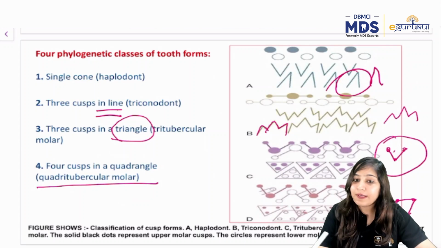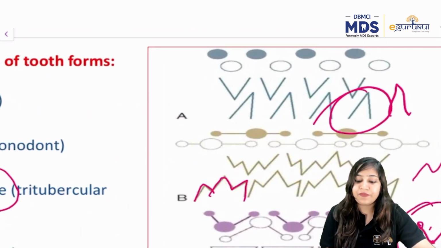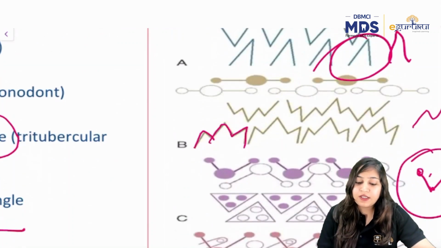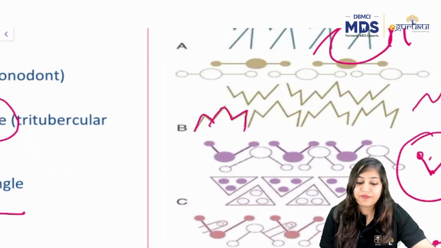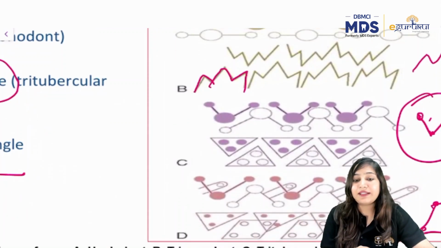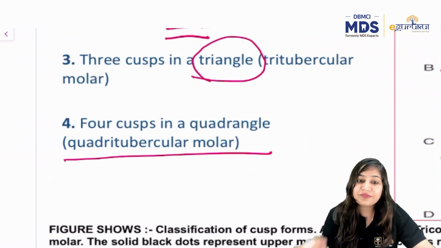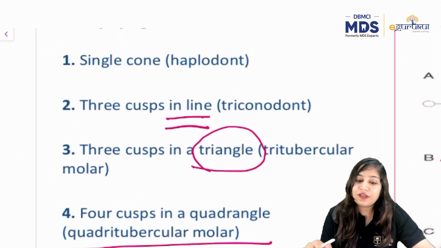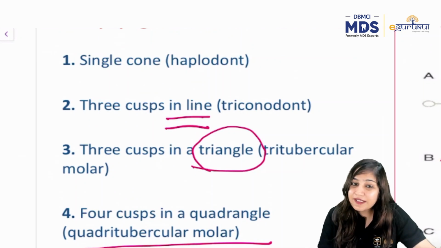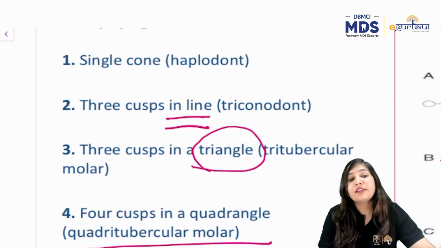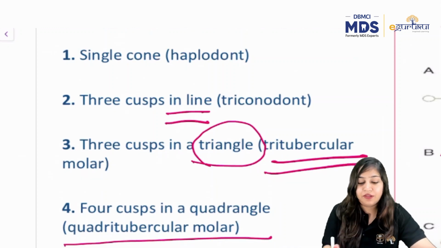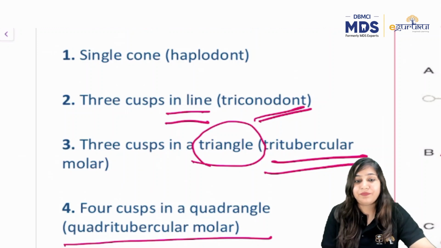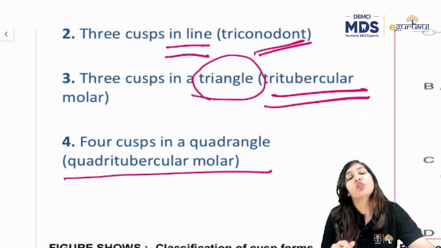So which are the 4 phylogenetic classes? You can be asked as an image-based question. Single cone, which is haplodont. 3 cusp in a line, that is trichodont. 3 cusp in a triangle, that is tritubercular. Trichodont in line. 4 cusp, that is quadrangle.